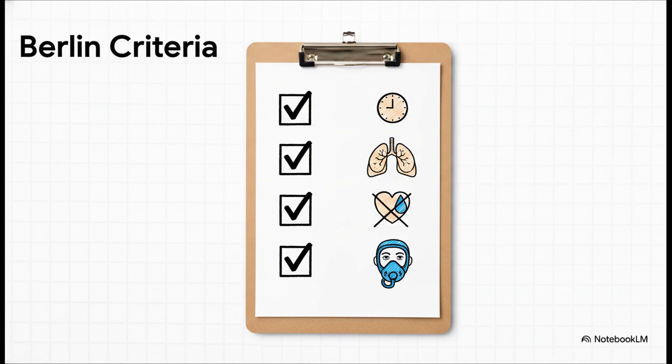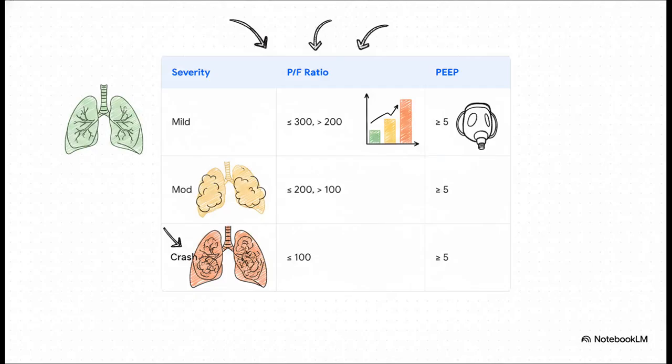And finally, oxygenation. They need a severely impaired P to F ratio. That's the ratio of arterial oxygen to the fraction of inspired oxygen, all while on at least 5 centimeters of water of PEEP. And once that checklist is met, the severity scale kicks in.